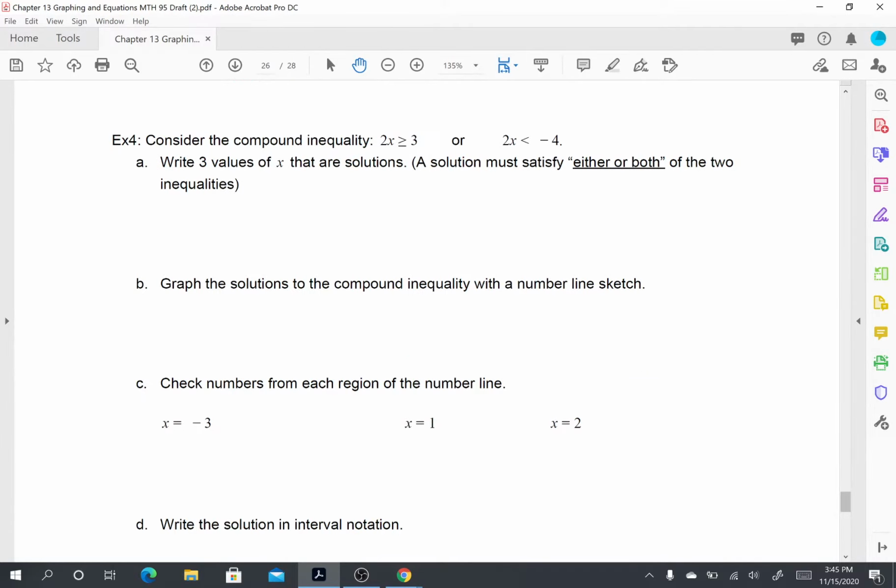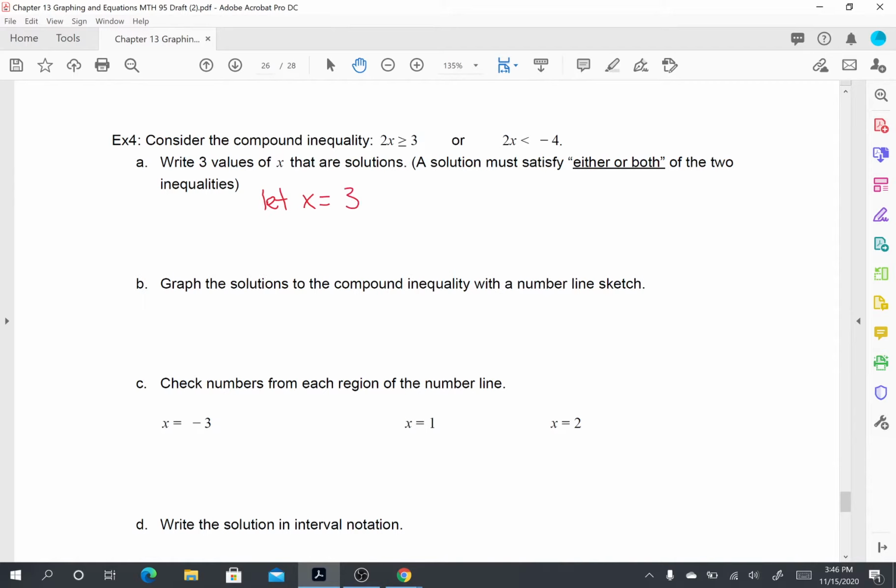Example 4. Consider the compound inequality of 2x is greater than or equal to 3, or 2x is less than negative 4. Write 3 values of x that are solutions. A solution must satisfy either or both of the 2 inequalities. So let's do an example here. Can we think of an x value that works? Let's use an x value of 3. So let x equal 3.